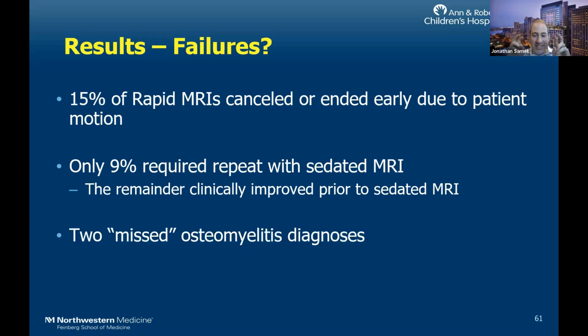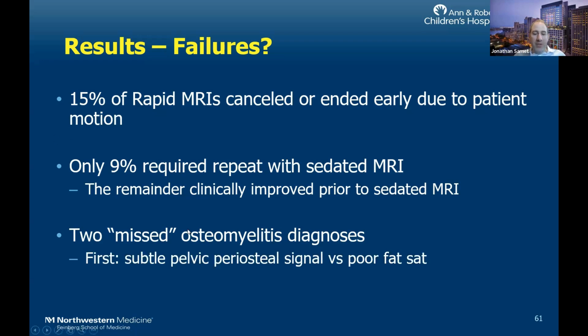There were 2 missed cases. My orthopedic colleague and I kind of argue over what this was. The first one was basically a subtle pelvic periosteal signal versus a poor fat sat. And they came back a couple days later and there was osteo there that was clear. I personally think the case would have been missed anyways. It's a very hard case anyways. So it's not necessarily to me a failure of the rapid, just a hard case.